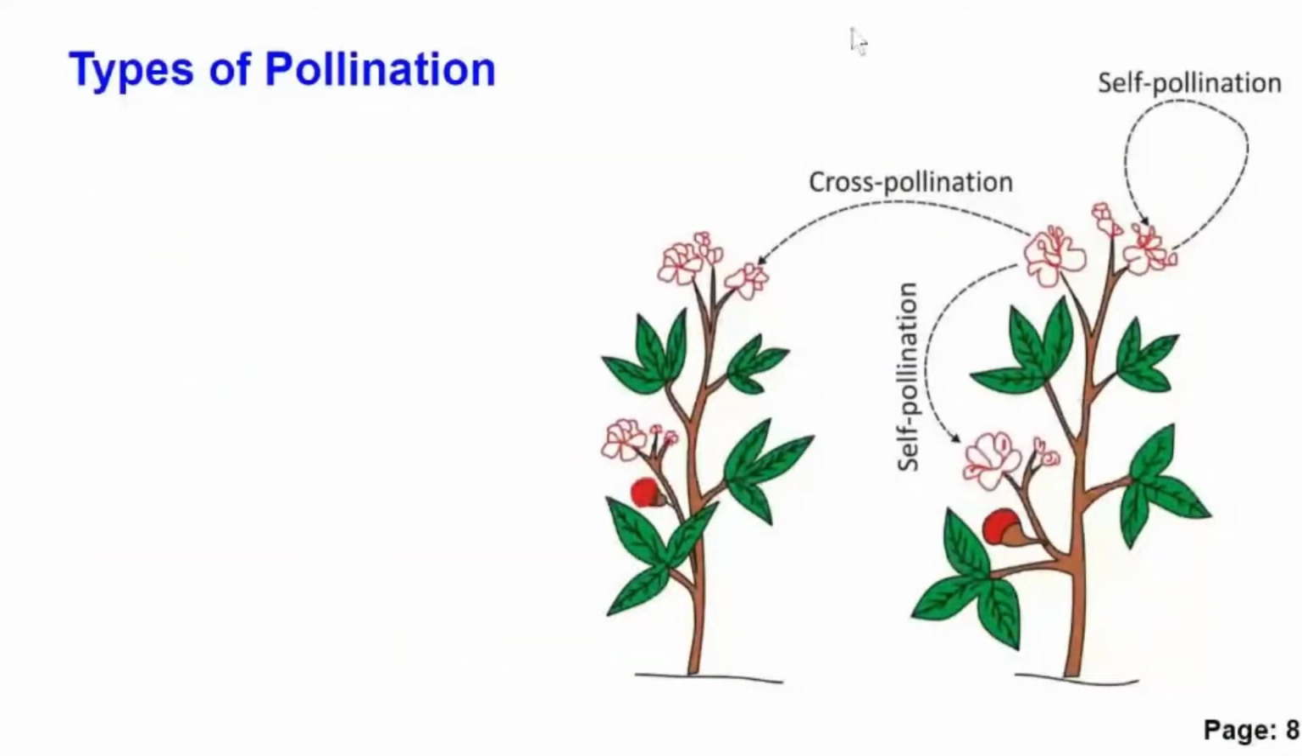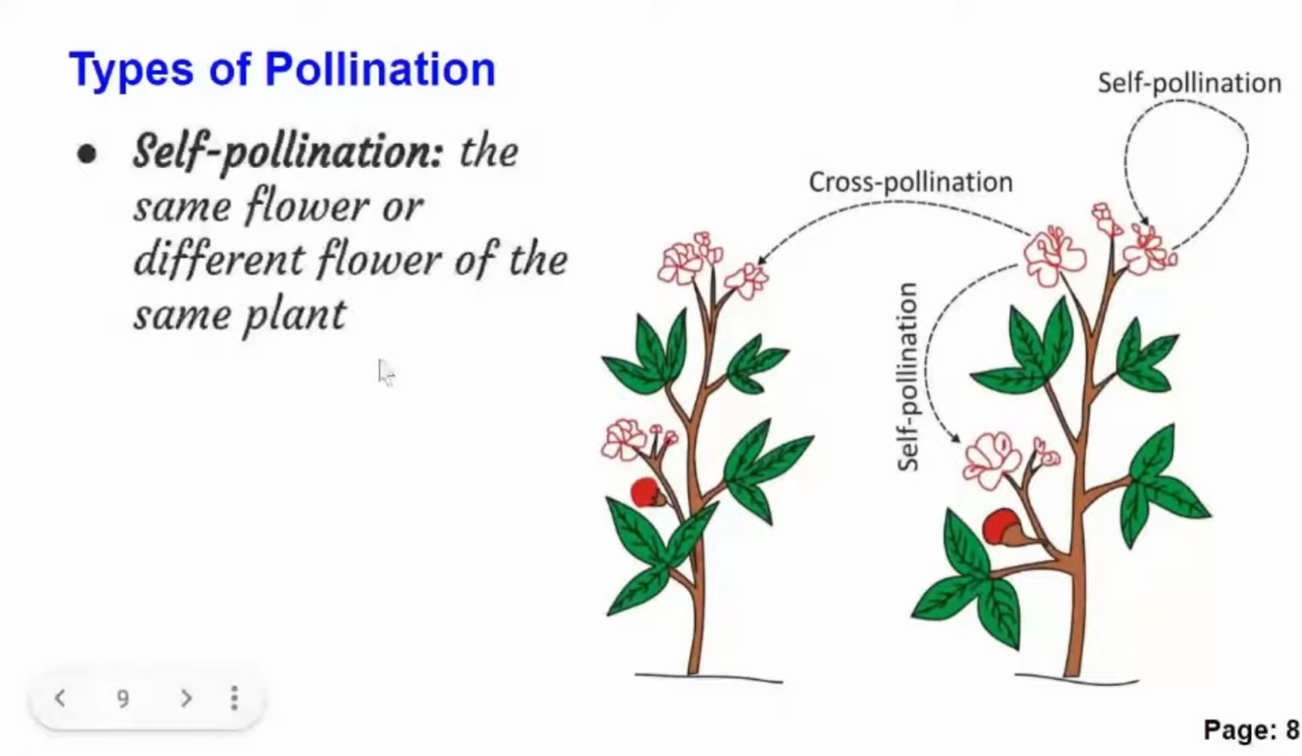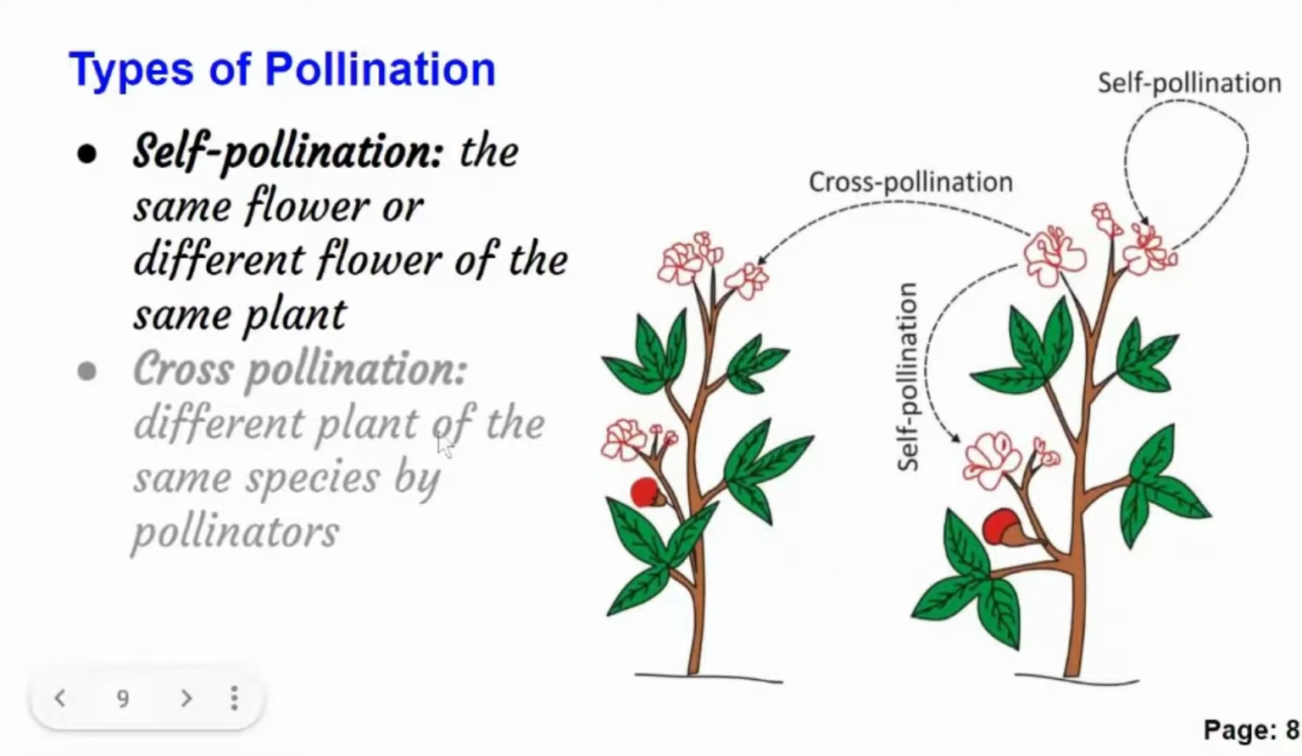Okay, here we are going to talk about the types of pollination. Pollination is divided into two types: cross-pollination and self-pollination. Self-pollination is the transfer of pollen grains from the anther to the stigma of the same flower.